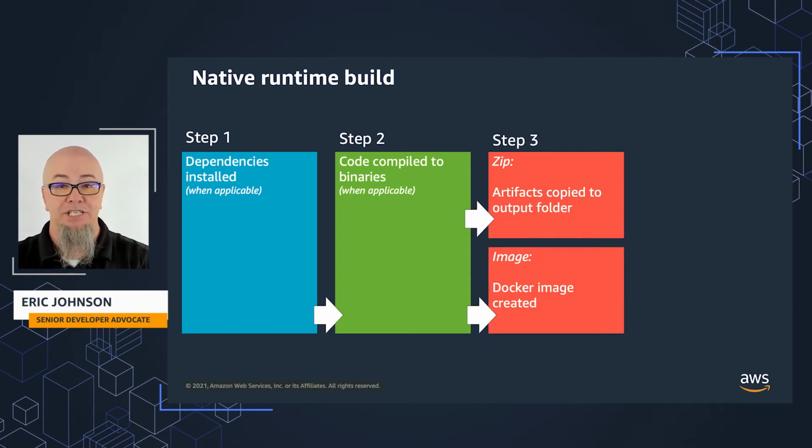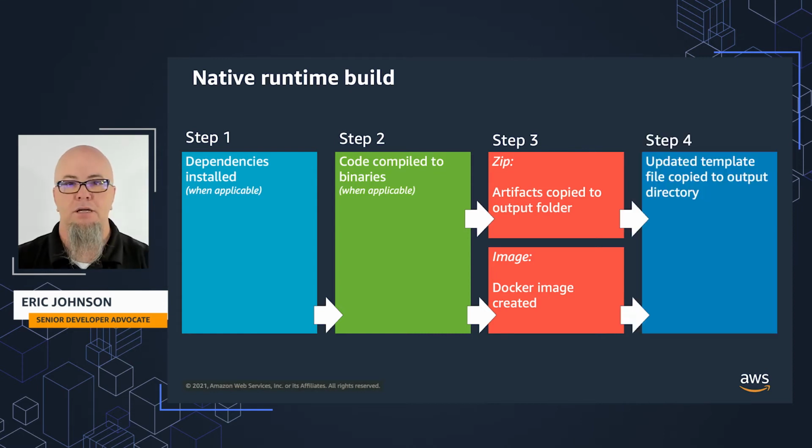If the packaging type is set to zip, the artifacts are then copied to the .aws-sam output directory. However, the files are not yet zipped, so they can be used for local testing. If the package type is an image, then, using the Dockerfile, a new version of the local Docker image is created. Step 4. The template.yaml file is copied to the .aws-sam output directory and is updated with the new locations of the artifacts if necessary.